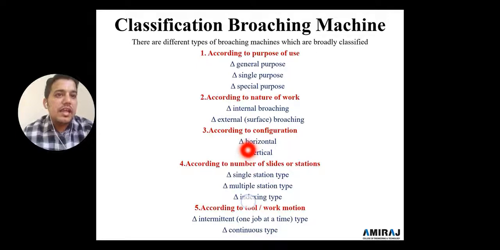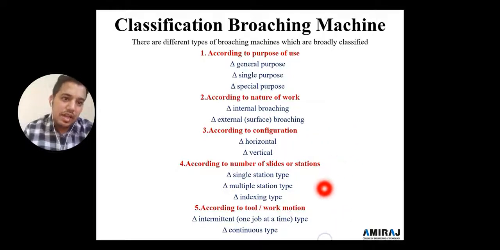Explain the different types of broaching machine as per different parameters or different classifications. So we have to consider according to the purpose of use, according to nature of work, according to configuration, according to number of slides or stations, and according to the tool work motion. So this is the most important question for GTU purpose also.